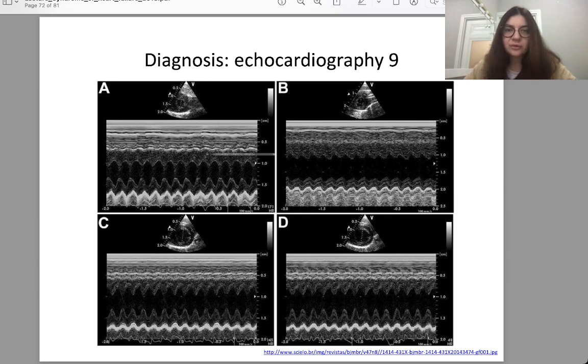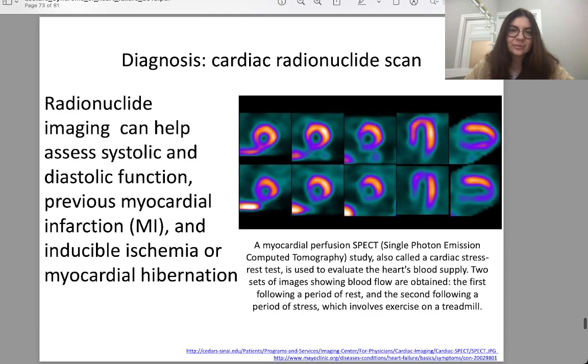And it is checking of different valves of the same patients. You see a B and M regimen in each picture, and in each picture it is a specific valve. Cardiac radionuclide scan. It is used very rarely for heart failure, but it's possible. It can help assess systolic and diastolic function, previous MI, and inducible ischemia or myocardial hibernation.